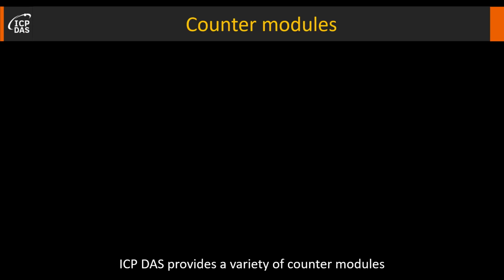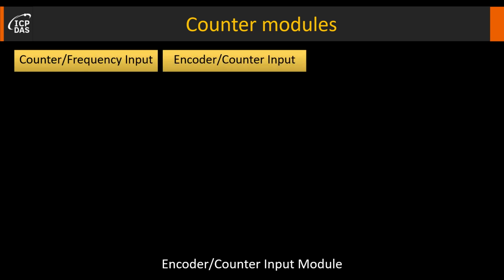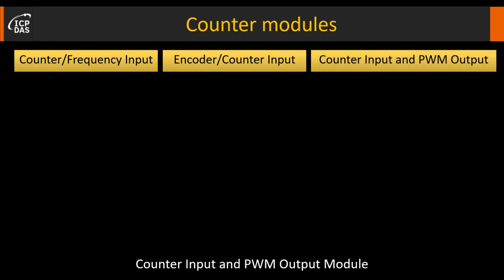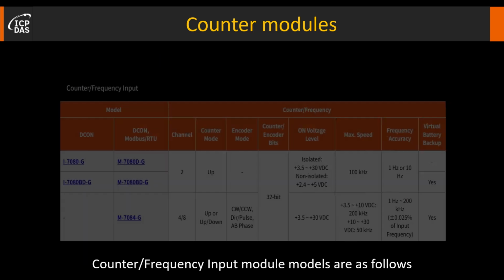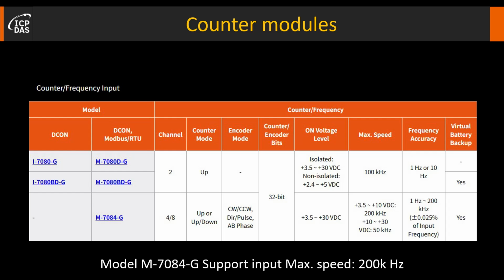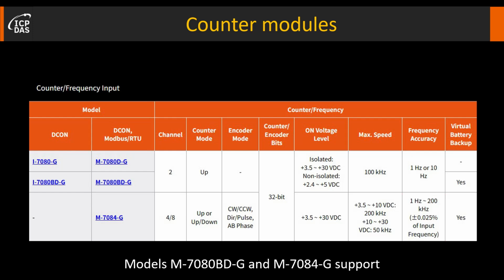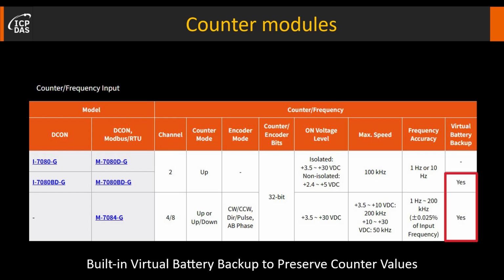ICP-DOS provides a variety of counter modules. Counter/frequency input module. Encoder/counter input module. Counter input and PWM output module. Counter/frequency input module models are as follows. Model M7084G supports input max speed, 200 kHz, frequency accuracy, 1 Hz 200 kHz. Models M7080BD, G and M7084G support built-in virtual battery backup to preserve counter values.